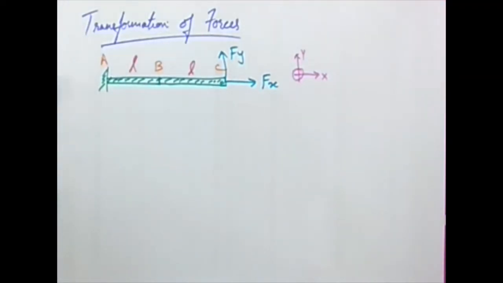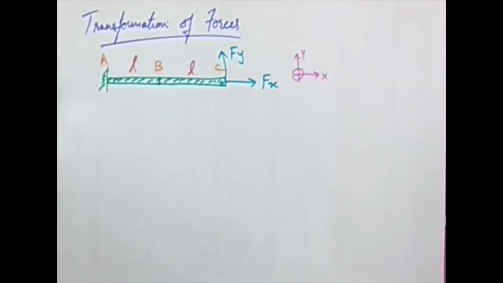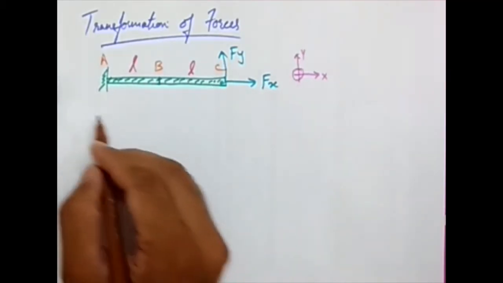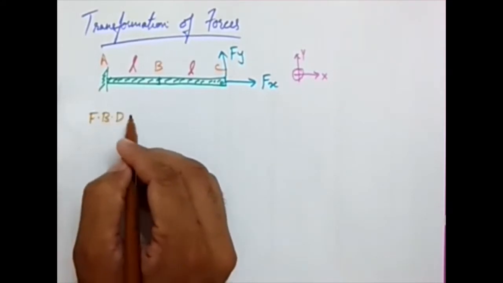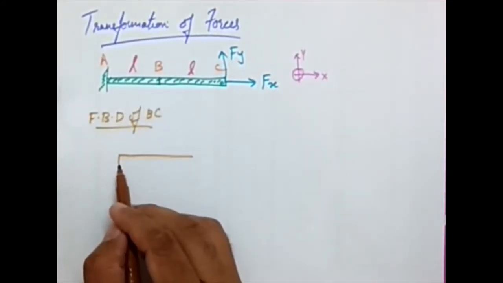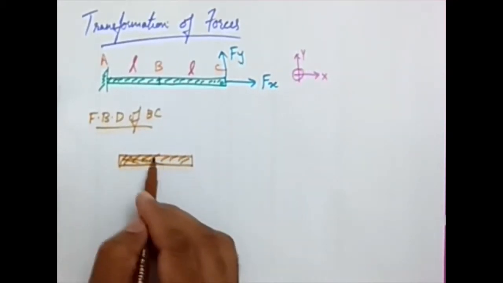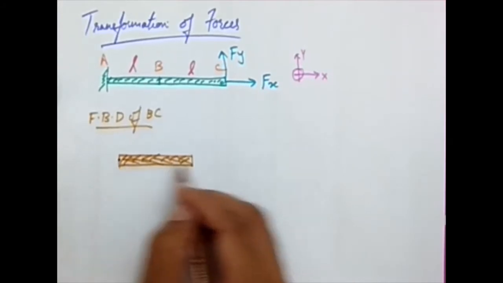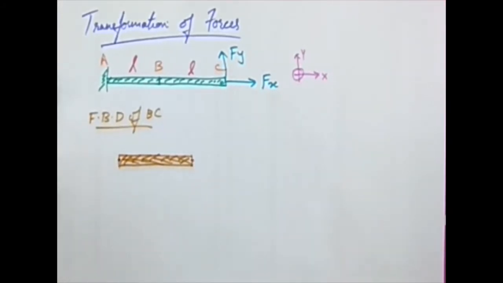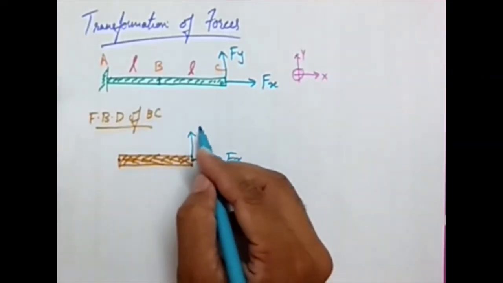Now what I'm going to check is the free body diagram of the element BC. We are all very familiar with free body diagrams. So I'm plotting the free body diagram of BC. How will it look? I'll have a member like this, which is basically my BC. This is point B, this is point C, and the forces Fx and Fy are acting here.